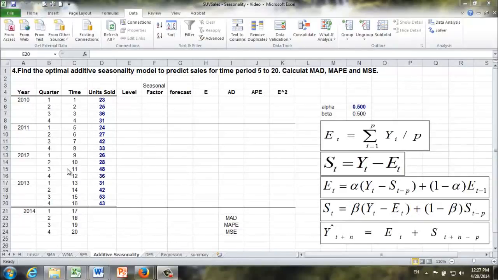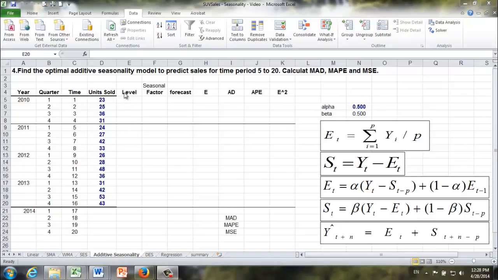Question 4. Find the optimal additive seasonality model to predict sales for time period 5 to 20 and calculate MAD, MAP, and MSE. Here we have a list of 5 formulas. Let's see how these formulas work. First of all, some notations.